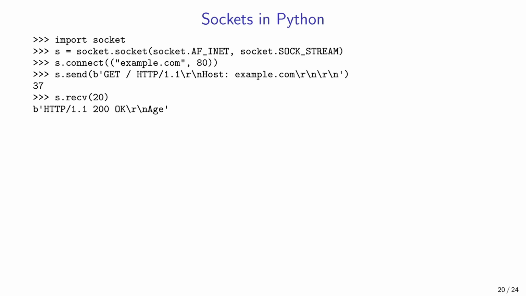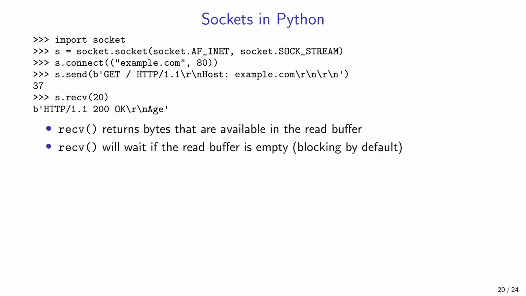Now, to read back some bytes, we can call the receive method, specifying how many bytes we are expecting. Here we specify 20, and these are the 20 bytes, the beginning of the HTTP response header. What is important to understand is that the receive method returns bytes that are available in the read buffer up to the number of bytes specified, but it can as well return less. The receive method will wait if the read buffer is empty, so this call will block until something is received from the peer and is pushed into the read buffer.